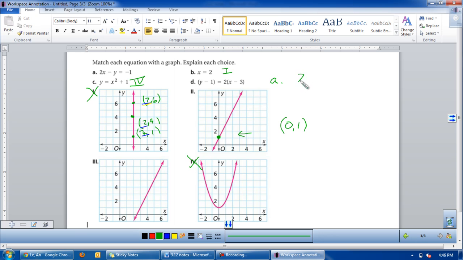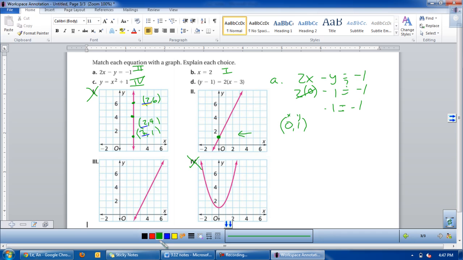Okay, we're going to check 2x minus y equals -1. Well, what are we going to replace x with? 0. Okay, remember this is x, this is y. So 2 times 0, minus 1, and we want to see if it's equal to -1. Well, here, that cancels out, so you have -1 equals -1. So this point on this graph satisfies 2x minus y equals -1. So we put Roman numeral 2 here.